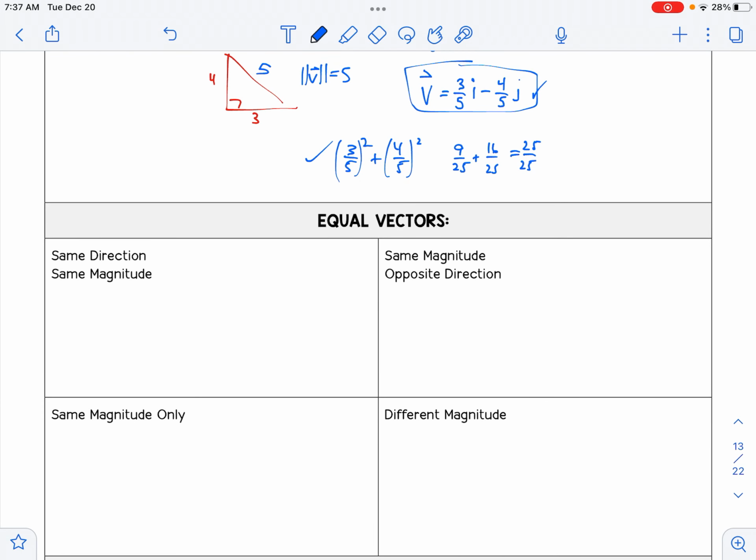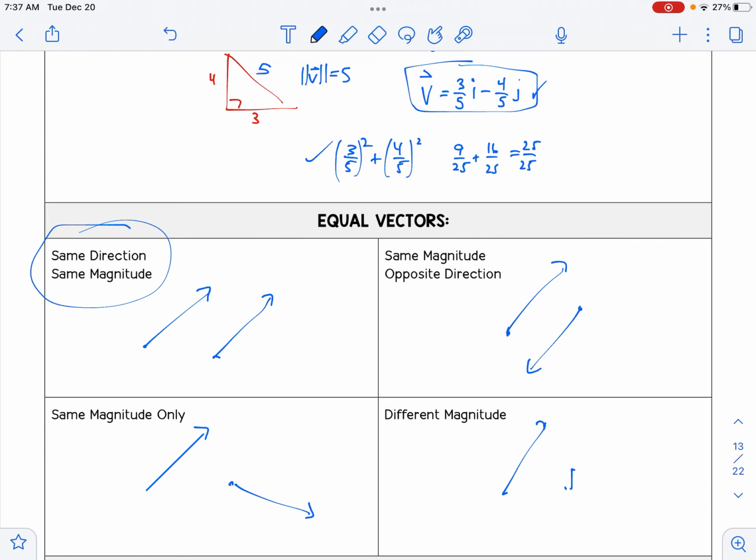All right, equal vectors. The only ones that are equal here are same direction, same magnitude. Okay, so if they're same direction, same magnitude, they would be equal vectors. If they have the same magnitude but different direction, whether it's opposite or otherwise, then they're not equal. Same magnitude only, but completely different directions. And then you have just different magnitudes. Those would not be equal vectors.